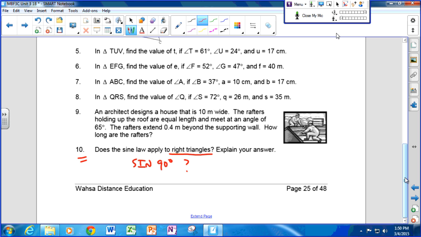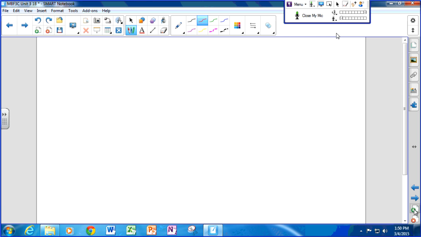Okay, now question 9. An architect designs a house that is 10 meters wide. Let's try and draw this, because this causes some difficulties. This is key question 9, and the difficulty is understanding it, partially because I don't know if a lot of students know what a rafter is. So it's kind of a bit unfair, isn't it? The house is 10 meters wide, so we're going to do a side view of the house. There you go. It's 10 meters wide.